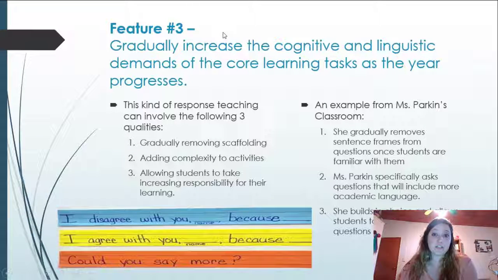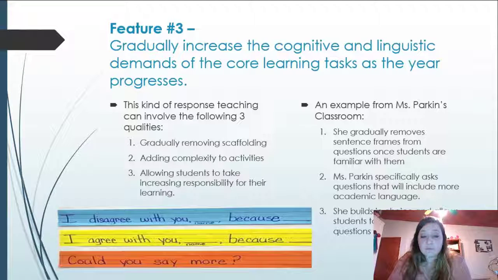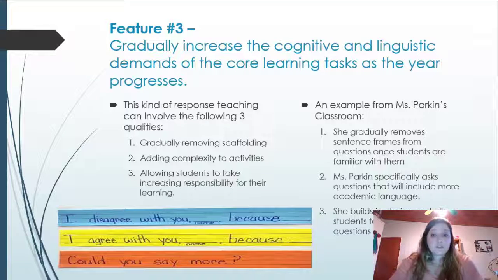Feature number 3: gradually increase the cognitive and linguistic demands of the core learning task as the year progresses. That kind of responsive teaching involves the following 3 qualities: gradually removing scaffolding, adding complexity to activities, and allowing students to take increasing responsibility for their learning. So an example from Ms. Parkin's classroom that I took from the book: when she removes scaffolding, she removes sentence frames that the students were using in previous lessons, after they got familiar with them, of course.